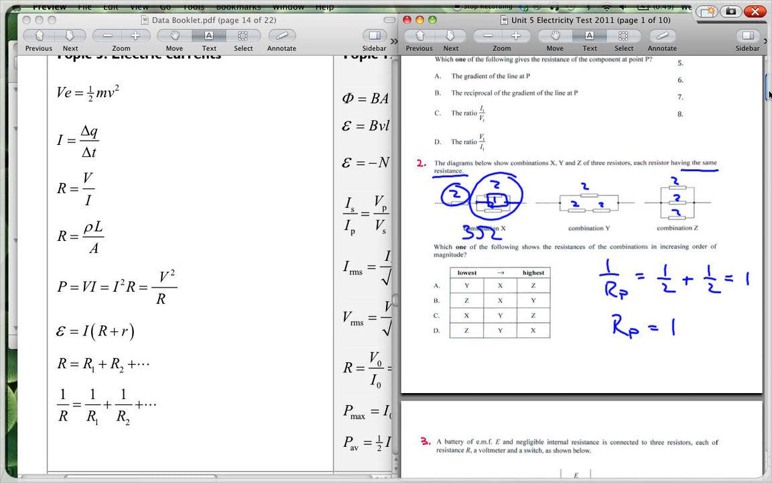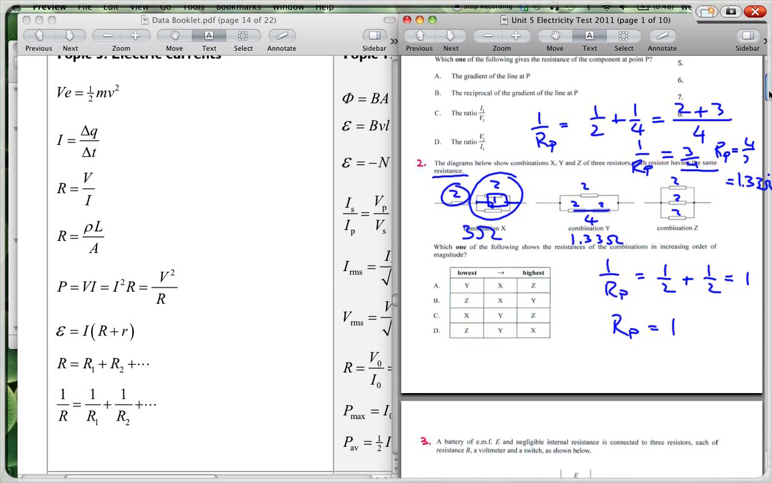For this one over here, we've got in parallel, these two are in series, so that's a combination of 4. So 1 over Rp would equal 1 over 2 plus 1 over 4, which is 2 plus 1 over 4, so 3 over 4 is equal to 1 over Rp. Your R for the parallel section will be 4 over 3, which is equal to 1.33 recurring ohms. So this is about 1.33 ohms.